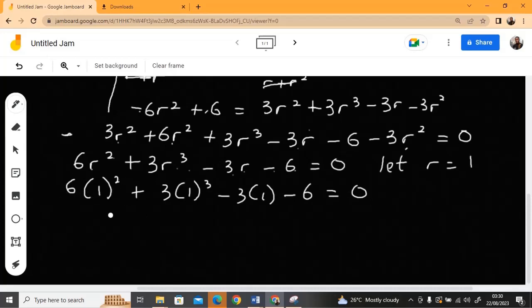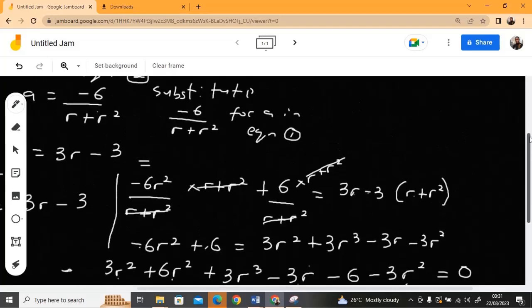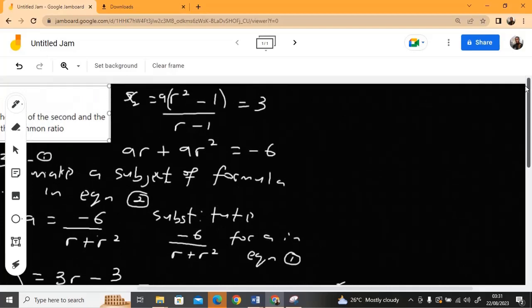1 squared is 1, 6 times 1 is 6, right? 1 cube is 1, that is 3, minus 3 minus 6. So here it will give me 0. It means here my r equals 1. That is it. So my r is 1. So the next one is that, let's now find a.